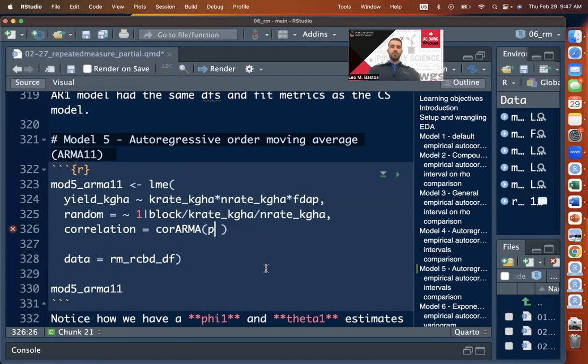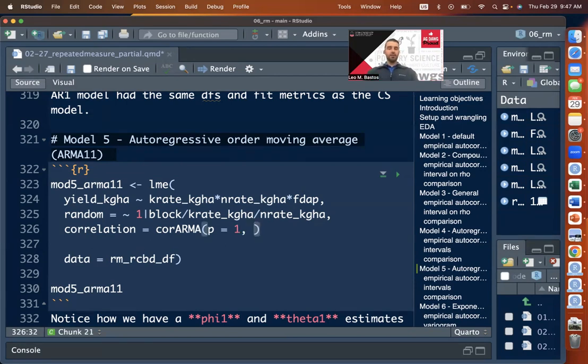P is the order of the autoregressive part, which I want to propose we do an ARMA 1-1 model, so p is 1. The number of lags of the autoregressive order is 1. So it's looking back one time point to do the correlation with the current time.